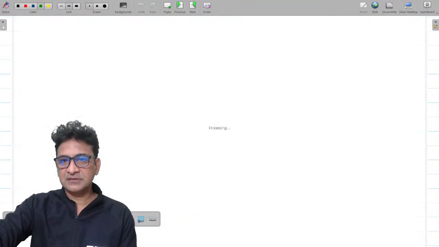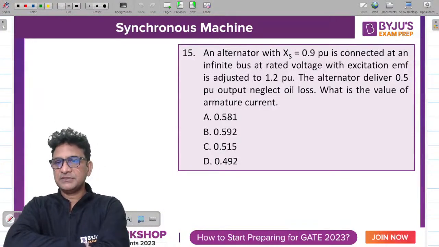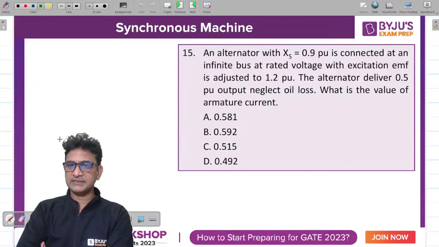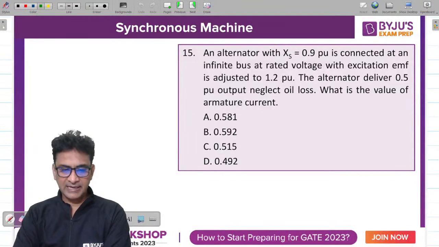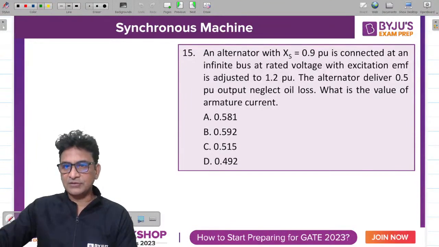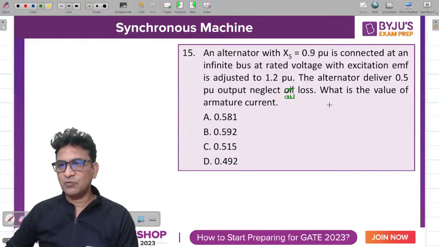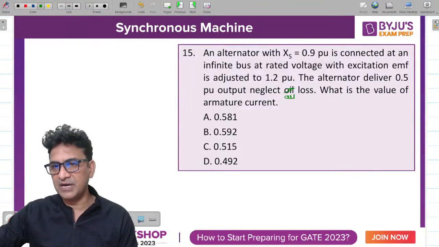Okay, now I come to the last question of this class. An alternator with synchronous reactance of 0.9 pu is connected to the infinite bus at rated voltage with excitation EMF adjusted to 1.2 pu. The alternator delivers 0.5 pu output. Neglect all losses. What is the value of armature current?